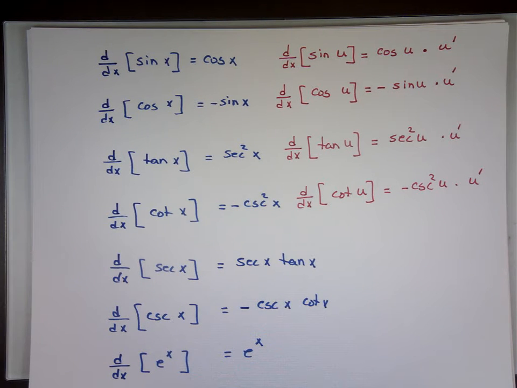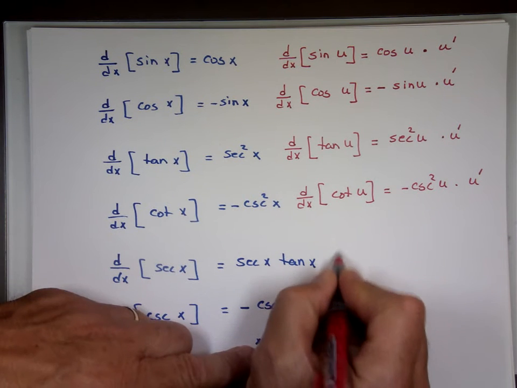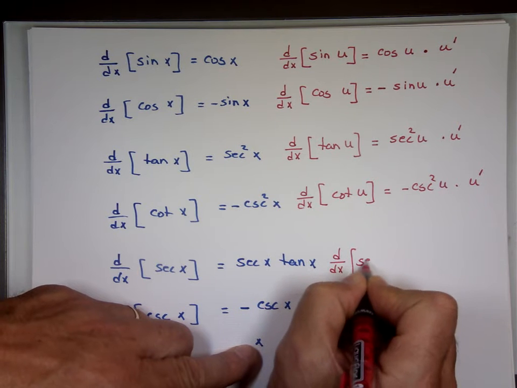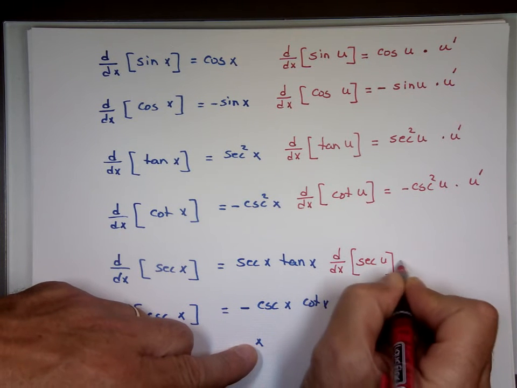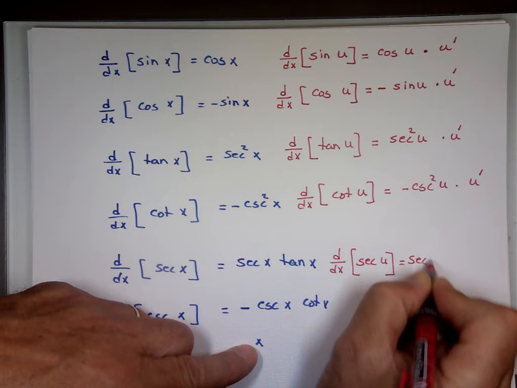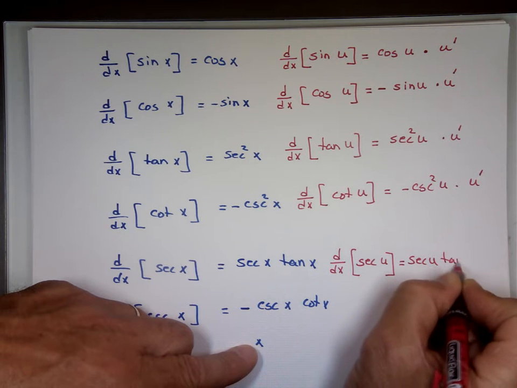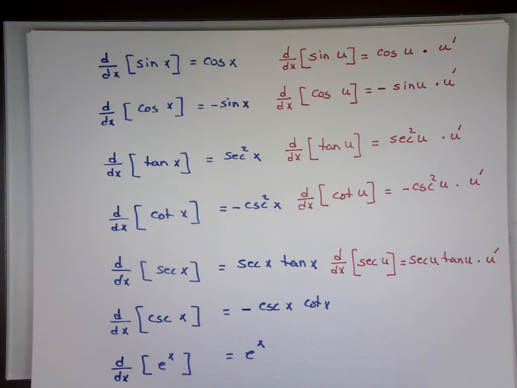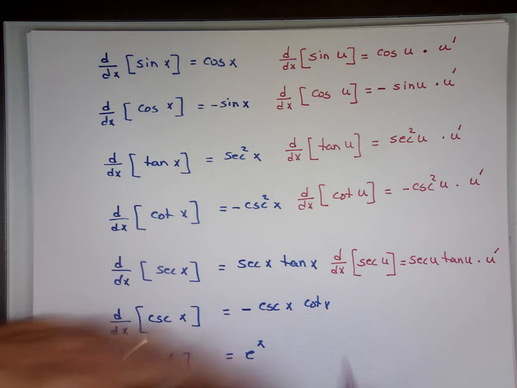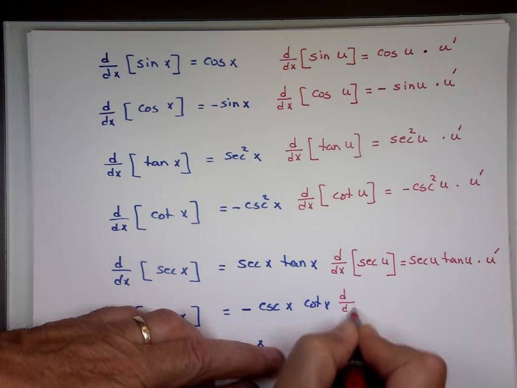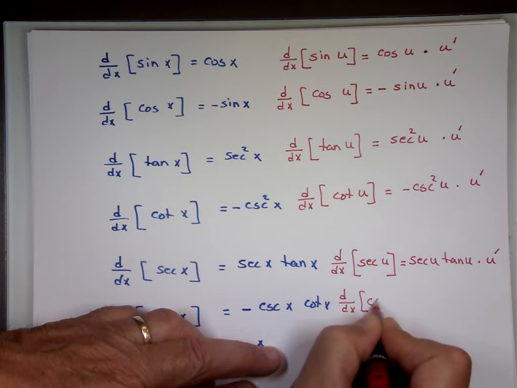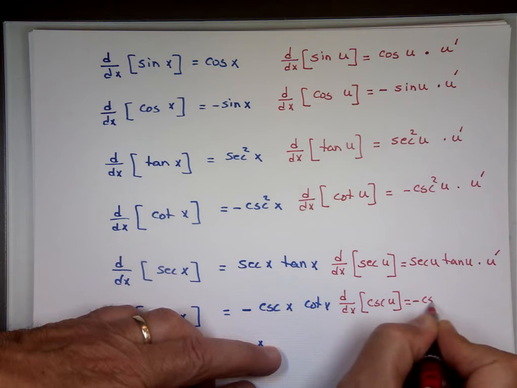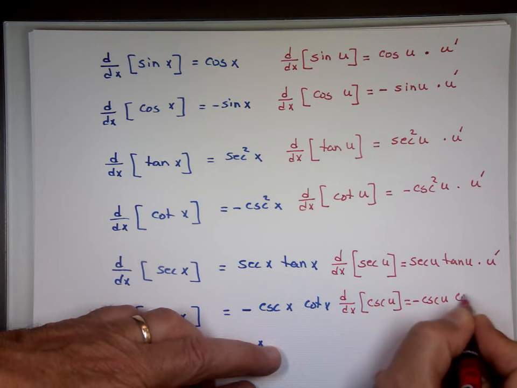What's the derivative of secant u? It's secant u tangent u times u sub prime. You always add the u sub prime. What's the derivative of cosecant u? Negative cosecant u cotangent u times u sub prime.